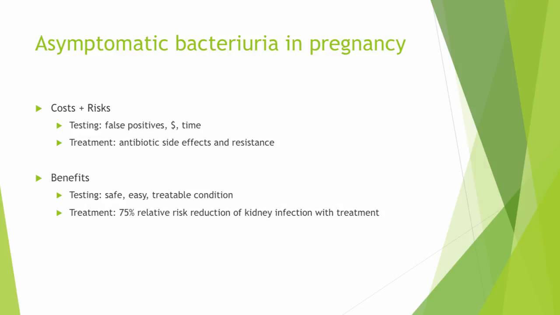A relative risk reduction is the percent reduction in risk of disease with treatment relative to no treatment. And in this case, there's a 75% relative risk reduction of kidney infection with treatment, which is pretty high. So in this case, we have a high incidence of disease, high risk of disease, and a high risk reduction with treatment. There's minimal risks and costs with screening and treatment. So the benefits for screening for asymptomatic bacteriuria in pregnancy generally outweigh the risk and the cost.